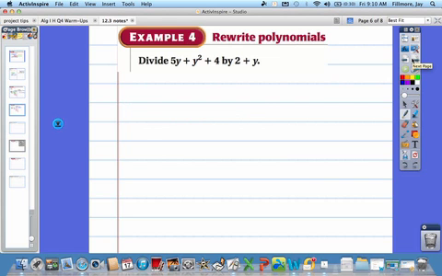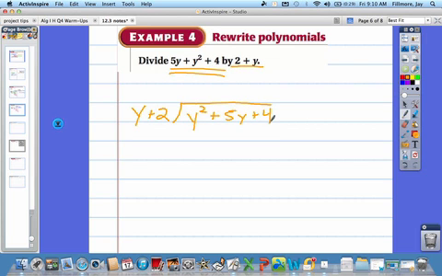And let's do one where we actually have to rewrite it first. So let's say, in this case, we want to order it so that our exponents decrease from left to right, or it's in standard form. So for our divisor, instead of 2 plus y, we're going to write it as y plus 2, so our constants at the end. And then our polynomial, we're going to put our largest exponent first, so y to the second, then 5y, and then our constant last, just reordering it.